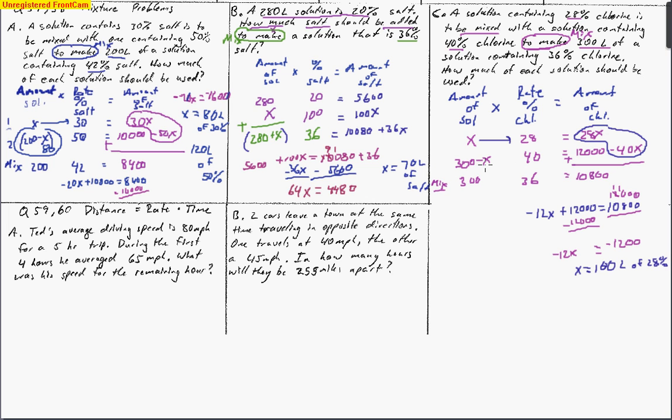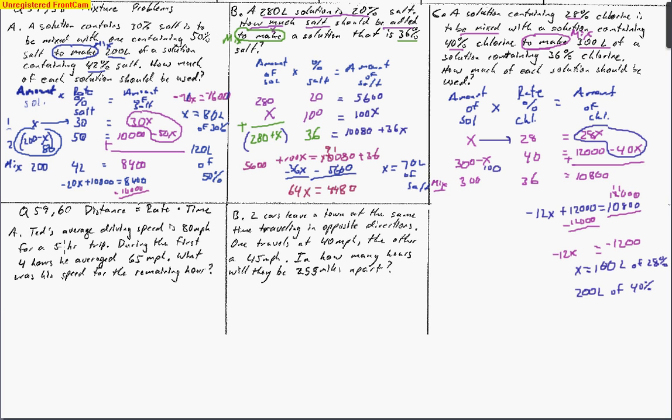So we can go ahead and put that 100 right here in place of this x, subtract it, and we get 200 liters of the 40%. Well, those are some mixture problems. Let's take a look at some other ones that we'll end up seeing.